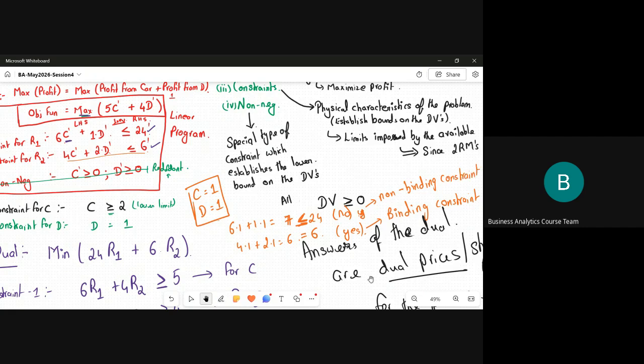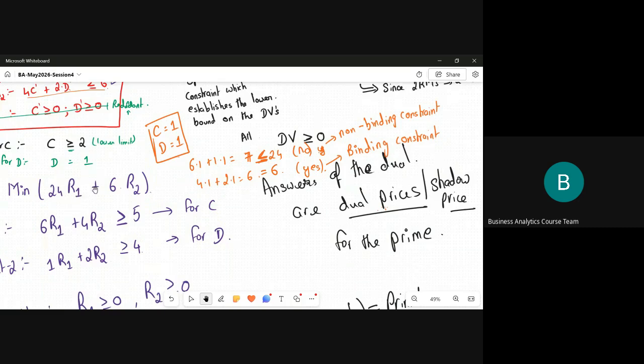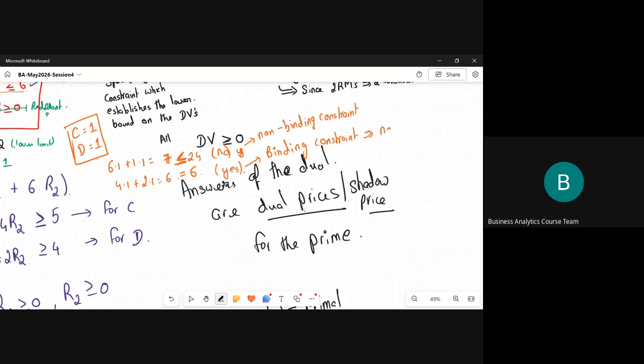So what will happen is, whenever you solve the dual problem, the dual prices, basically these are known as dual prices, the values for the decision variables for those constraints which are binding will be non-zero. So binding constraint implies non-zero dual price, which implies non-zero decision variable value in the dual.